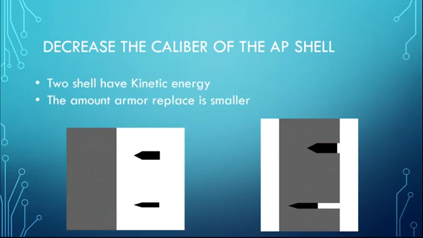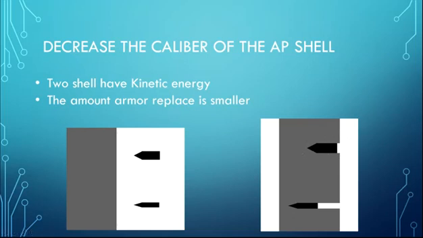The third way is to decrease the caliber of the AP shell. In the graph, there are two AP shells with different calibers but the same kinetic energy. The shell with smaller caliber can penetrate more. This is because the amount of armor replaced by this shell will be smaller than the amount of armor replaced by the shell with bigger caliber.